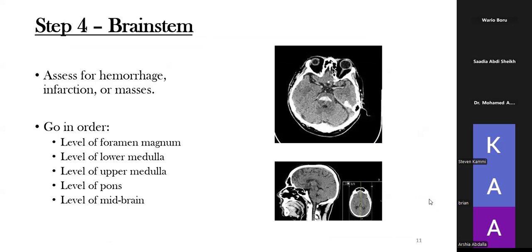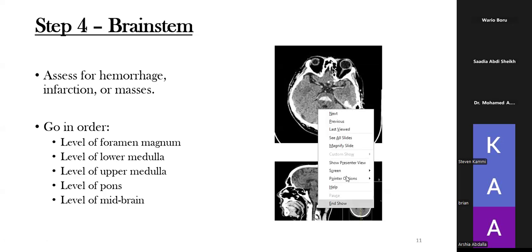So at the level of the brainstem, this is your brainstem. I put this scan, it's a mid-sagittal scan, but you'll also see it at the level of the axial, because the axials are what you'll be mostly using to describe. Go in order, look at the level of the foramen magnum. So at the foramen magnum, you see here, there's that hypodensity. Let me see if I can zoom in.